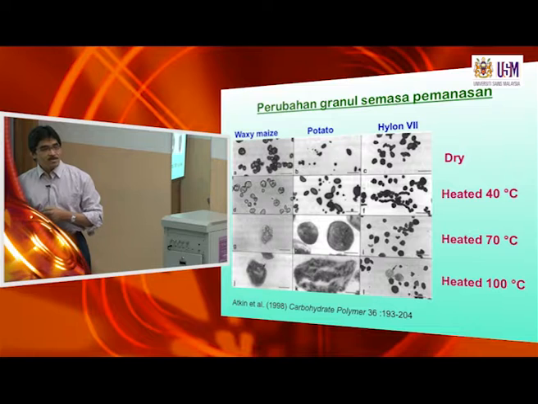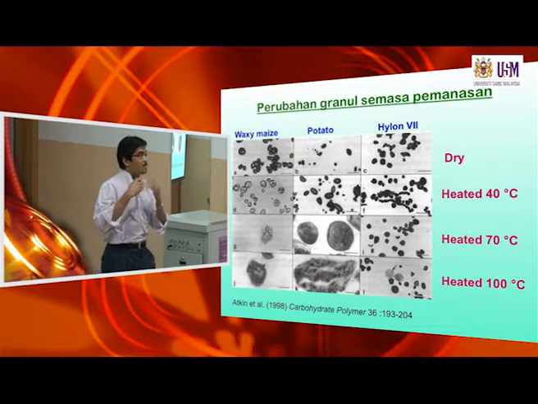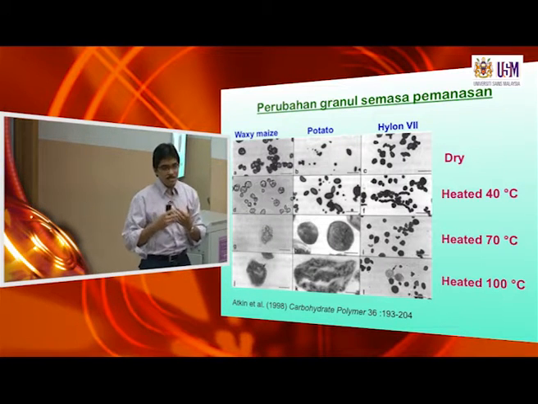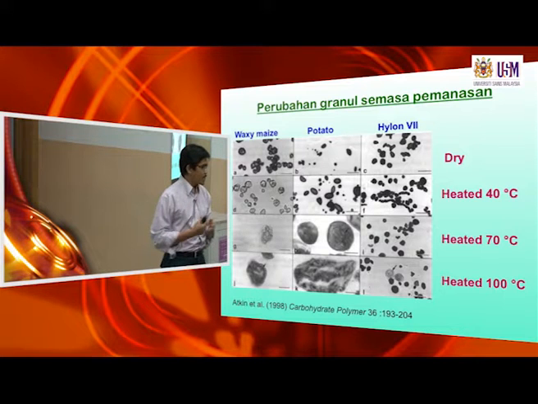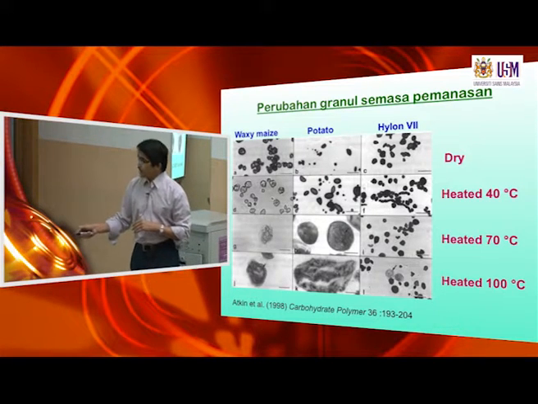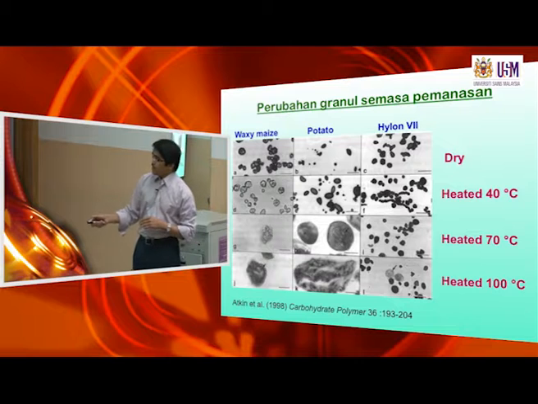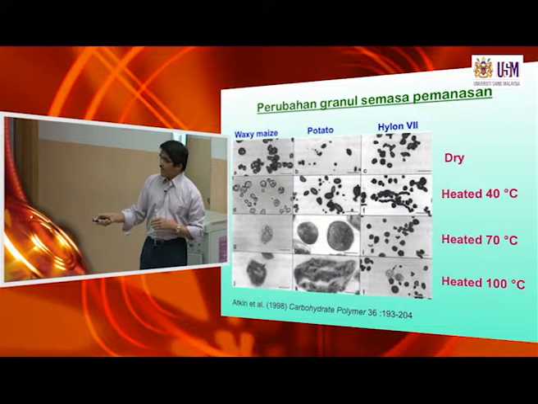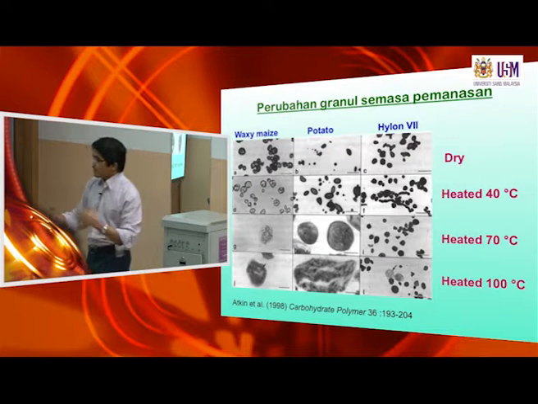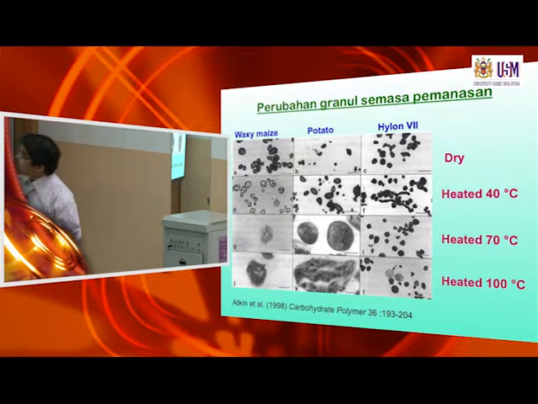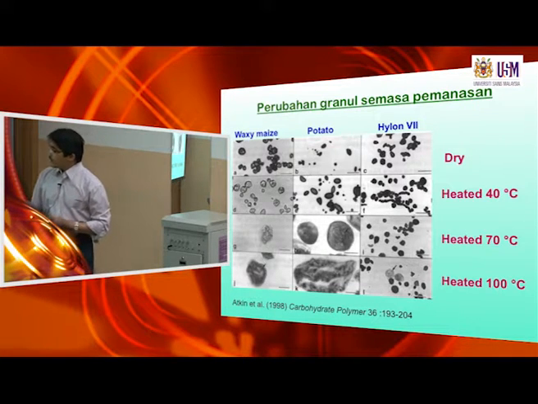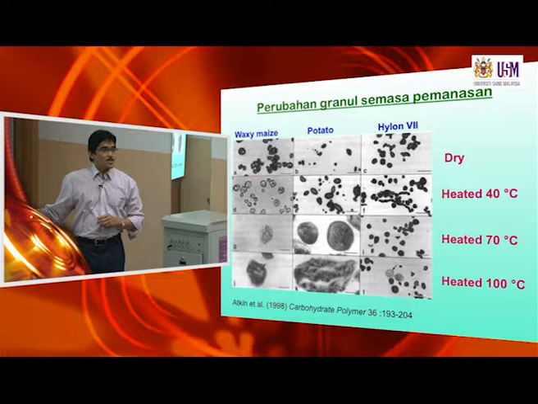And 100 degrees Celsius is already well above the gelatinization temperatures for most starches. And you can see waxy maize, this even at higher magnification actually. You can see already burst. Potato already burst. But hylon maybe about to start. You can see now some swelling, but still a long way to go.